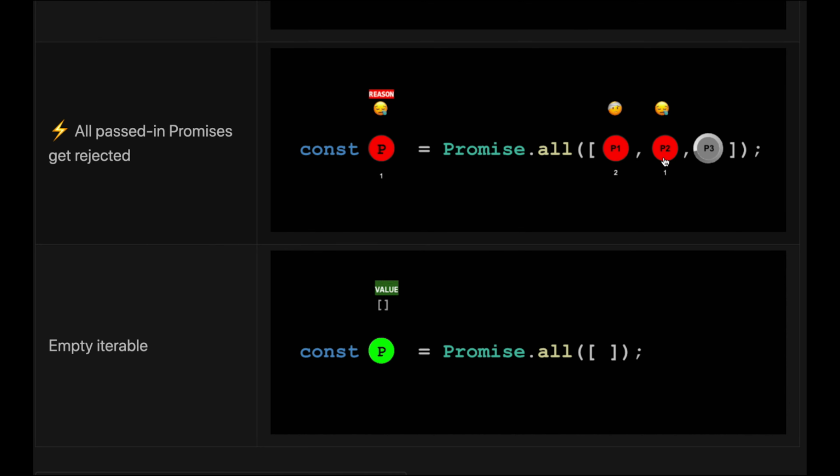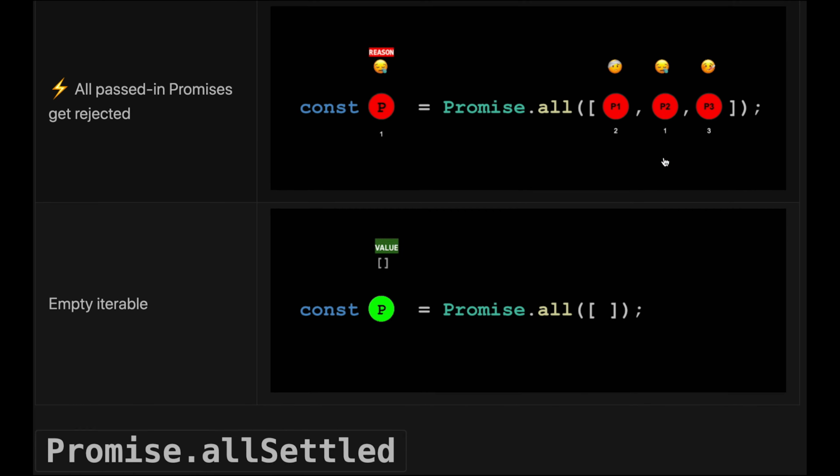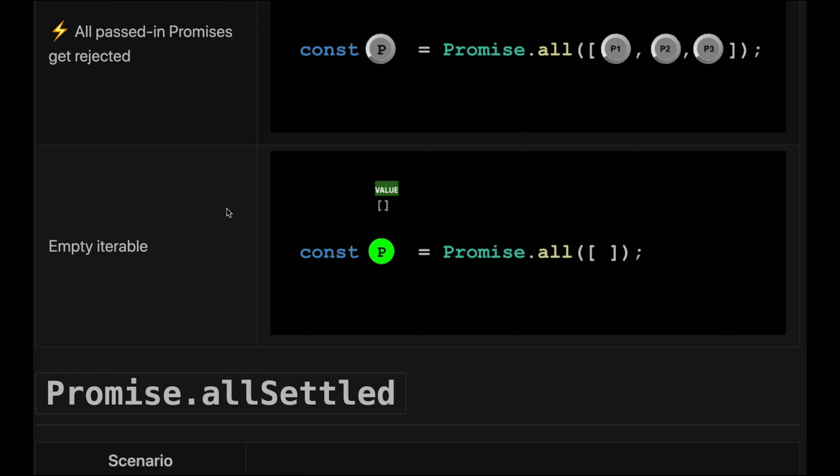So yeah. And what about an empty iterable? What about a scenario in which the iterable is empty? As you can see here, P doesn't go to the pending state at all, and it resolves immediately, basically synchronously, with a value, and that value is an empty array.